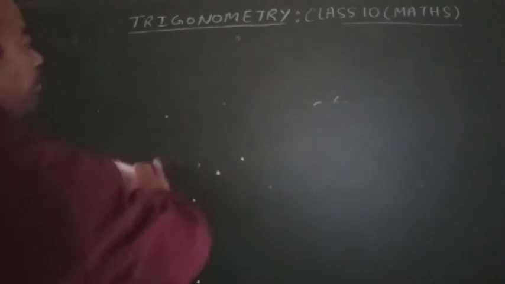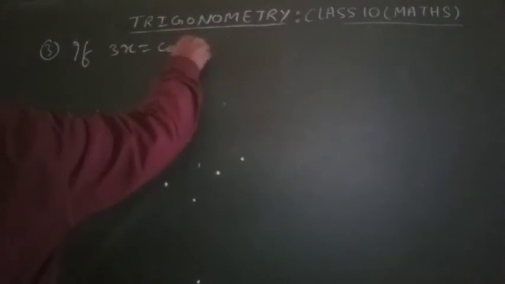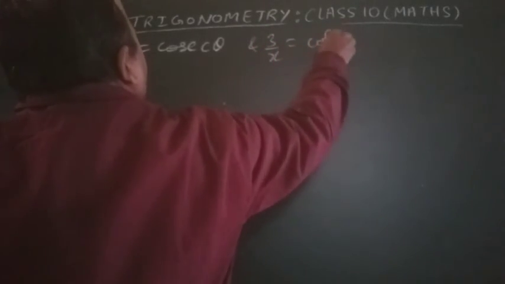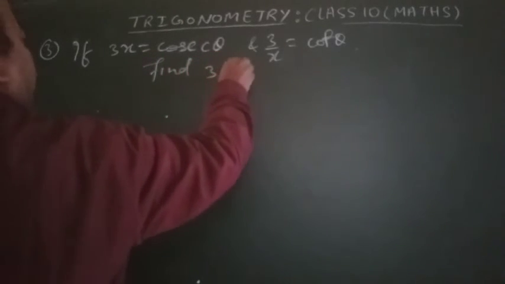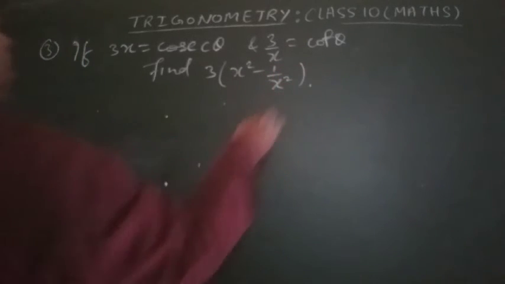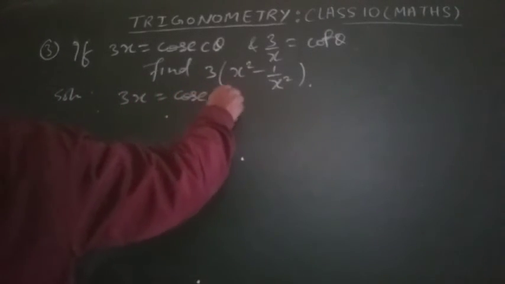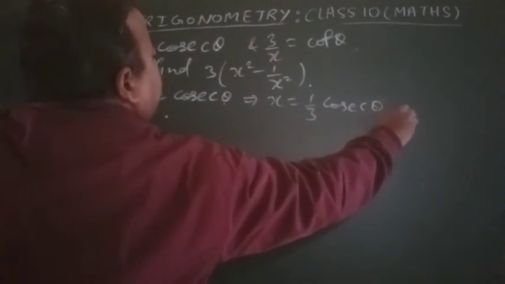Now, next question. Next question, my dear. It is the third question. So simple it is. If 3x equals cosec theta and 3 by x equals cot theta, find the value of 3 into x square minus 1 by x square. So what will I do? Solution here: 3x equals cosec theta. So x value is 1 by 3 cosec theta. This is number 1.